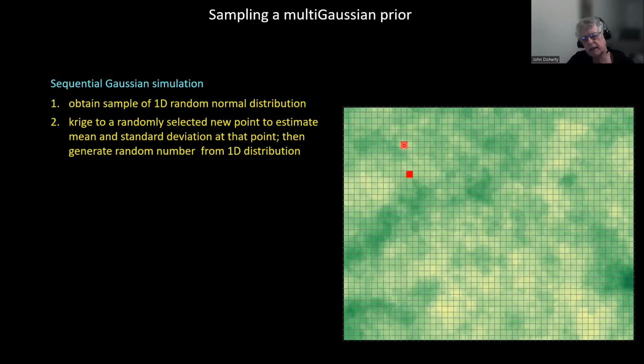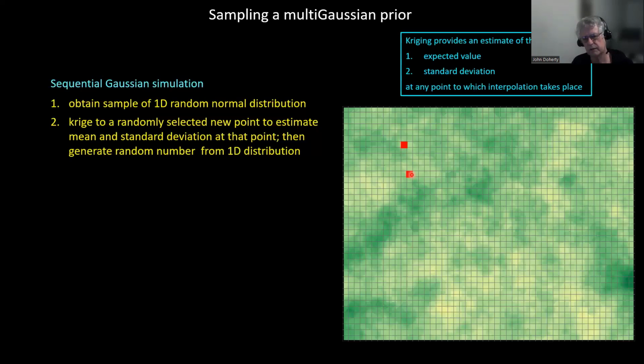Then I use kriging to krig to another point in the model domain. Now, kriging, as you all know, is an interpolator. It gives us an expected value at that point, and it also gives us the uncertainty at that point. Well, if we're just doing interpolation, we want the expected value. If we're doing random field generation, we generate a random number centered on the expected value using the kriging calculated uncertainty at that point. Now I've got 2 points.